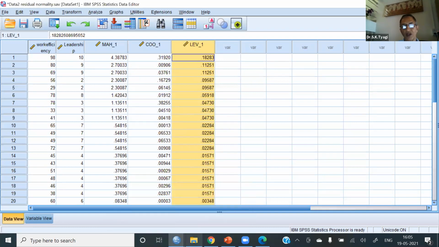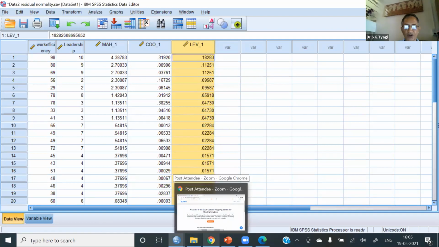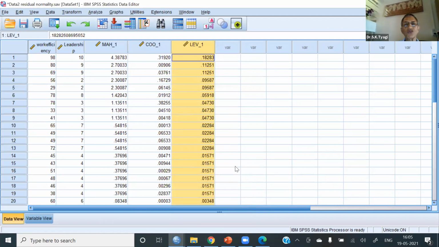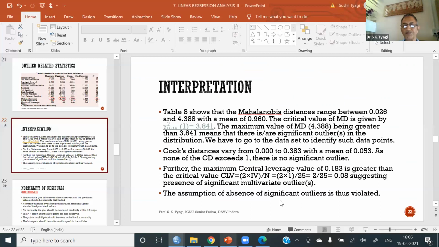We have outliers. Now you may ask what to do under such a situation. You have to manage these outliers. There are strategies to manage the outliers, which in the given time I cannot tell you. I usually take one full lecture on how to detect outliers and how to manage them. So the assumption of absence of significant outliers is violated because two of the distances are saying there are outliers, excepting Cook's distance. Therefore, data has multivariate outliers.